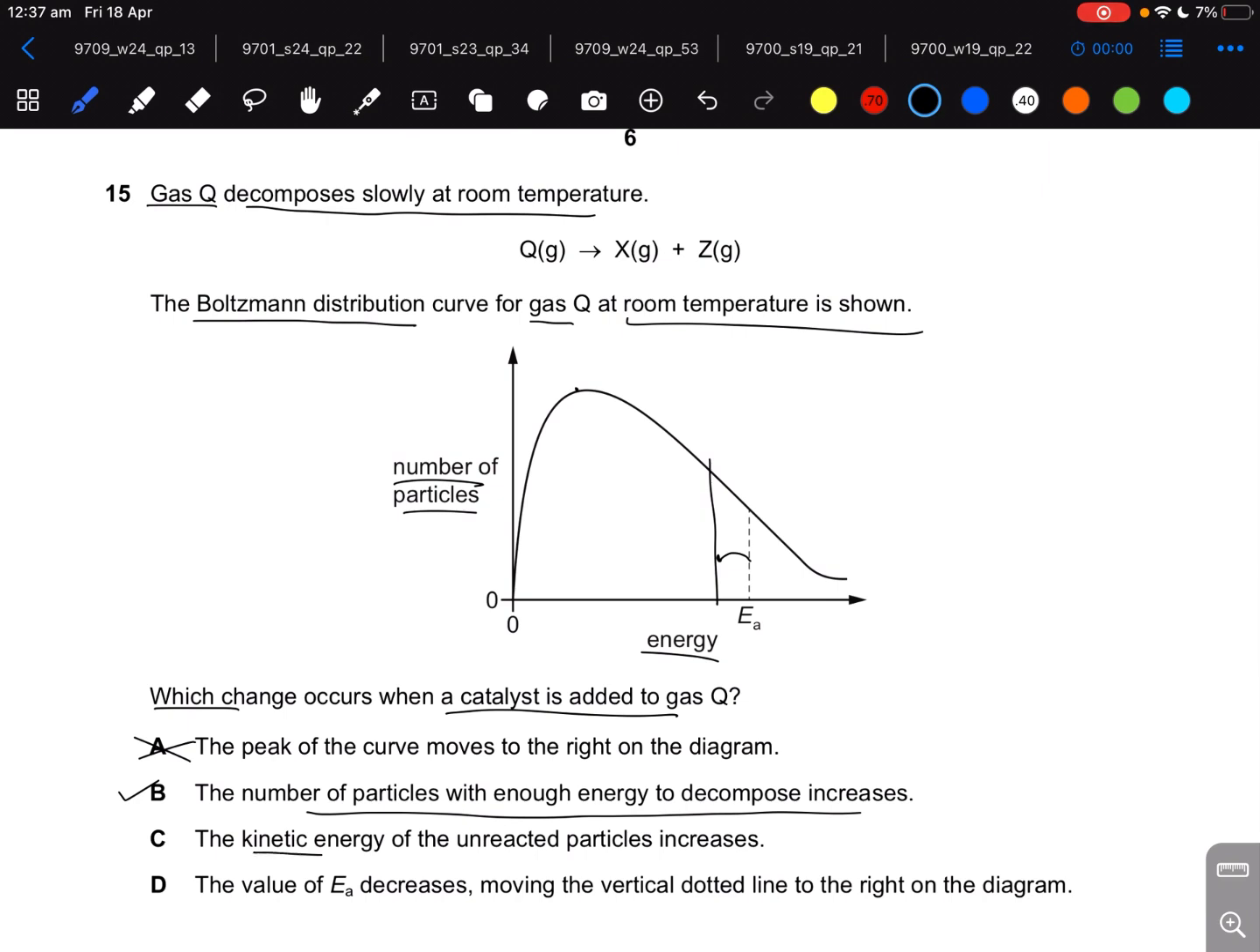Let's look at C. The kinetic energy of the unreacted particles increased. That doesn't even make sense. The value of activation energy decreases. Yes. Moving the vertical line to the right, no, that means it increases. It's contradicting. Answer is B.